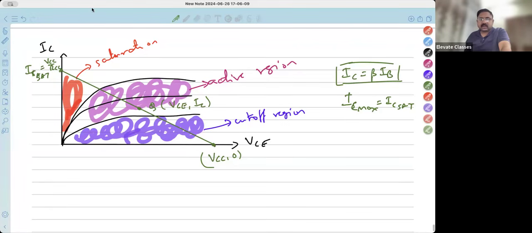Anyone has a doubt in this output characteristics? Saturation region में किसी को doubt है? Remember, IC saturation is the maximum value of IC. Okay. All right. So no doubts. आगे जाए. All right.